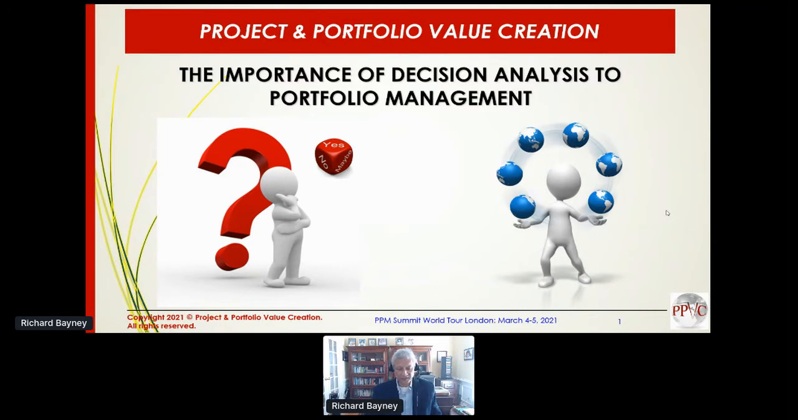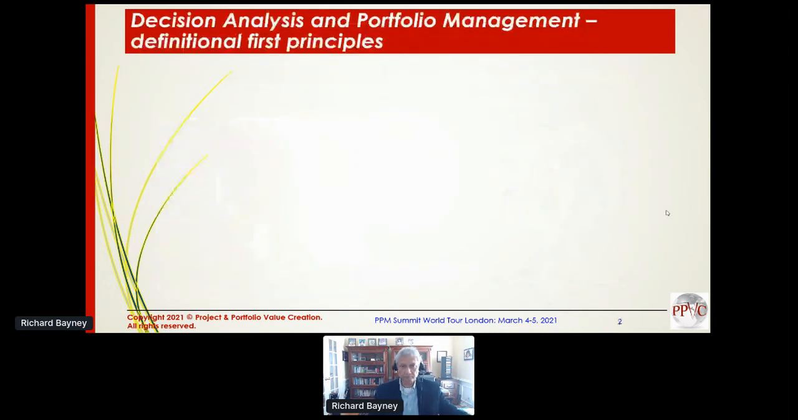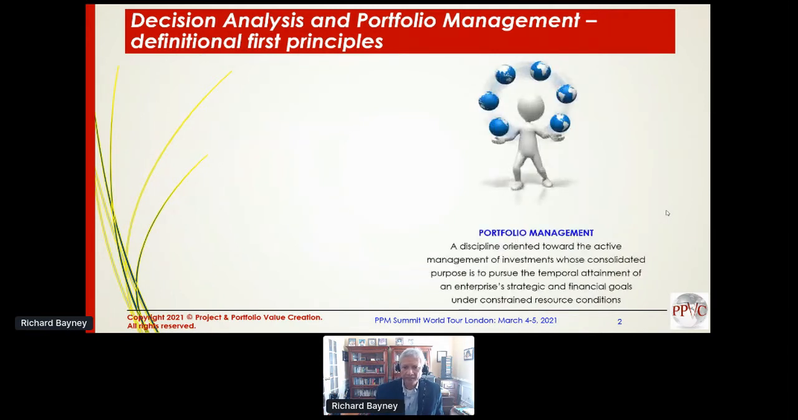So what I'd like to do today is to examine the importance of decision analysis to the practice of portfolio management in the limited time that this presentation allows me. I'd really like to begin with definitional first principles, to see if we can agree on my definitions of both portfolio management and decision analysis, and I prefer to start with portfolio management. Now, this is a discipline that's oriented towards the active management of investments, whose consolidated purpose is to pursue the temporal attainment of strategic and financial goals under constrained resource conditions.